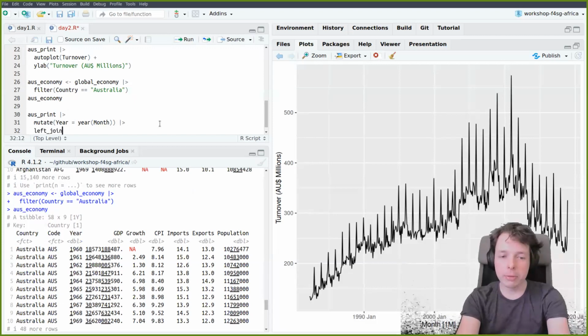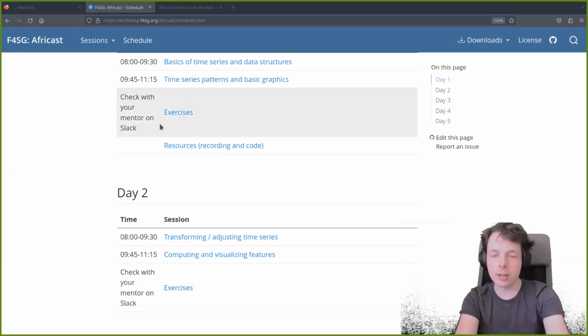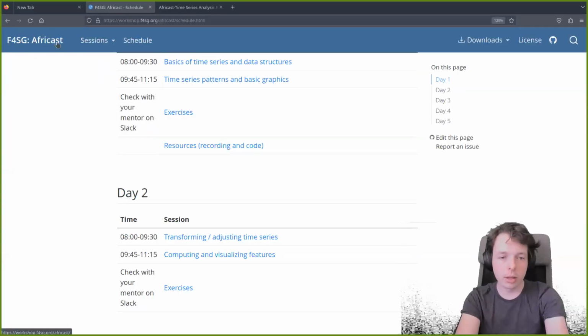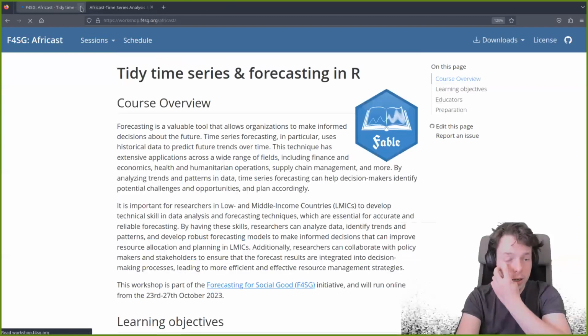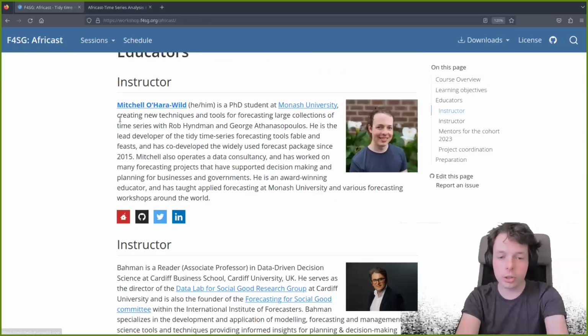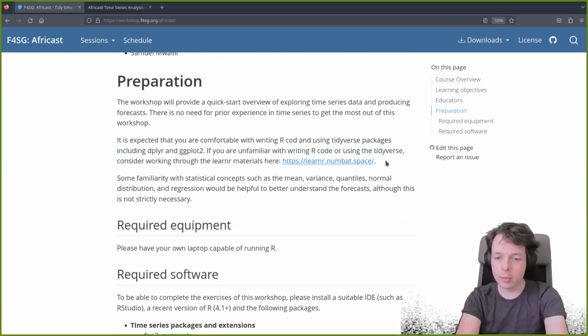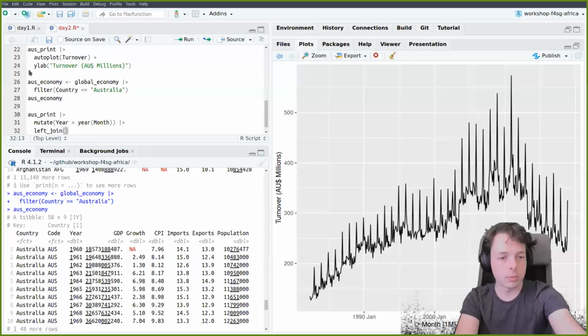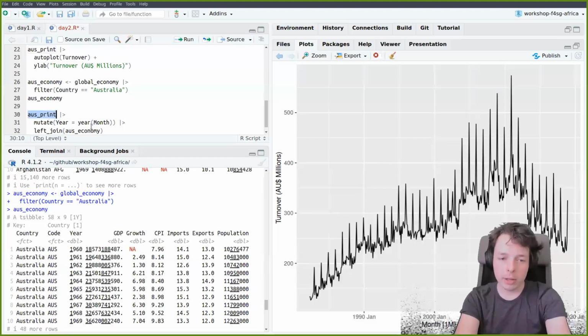And if you're not familiar with join operations, the Learn Our materials that we introduced yesterday on the website present a really nice introduction to join operations. So if this is a bit difficult for you, you can ask your mentor or have a look at the Learn Our materials. But we're going to left join the Oz Economy dataset onto my Ozprint dataset. And we're going to join these two datasets using the year column that we created.